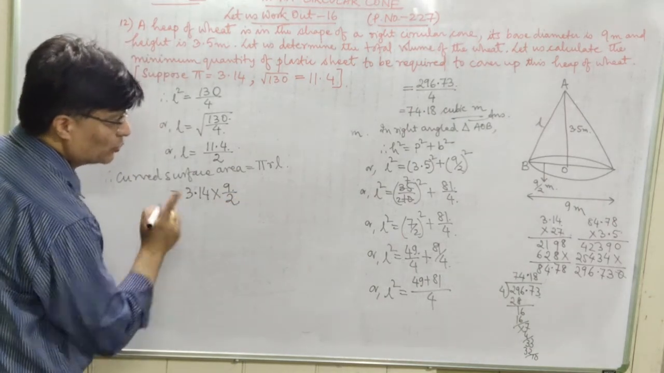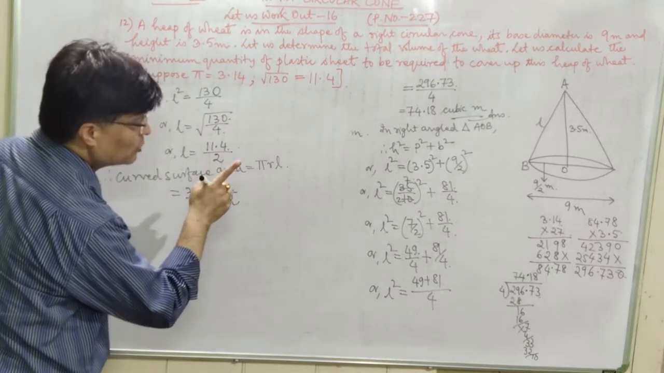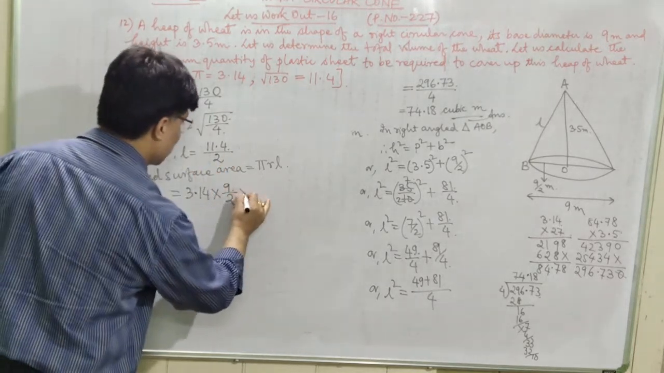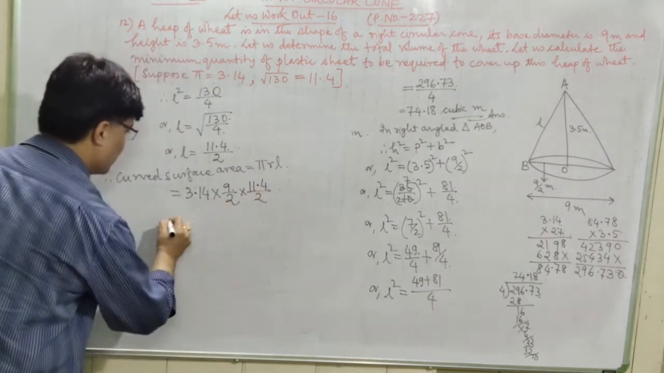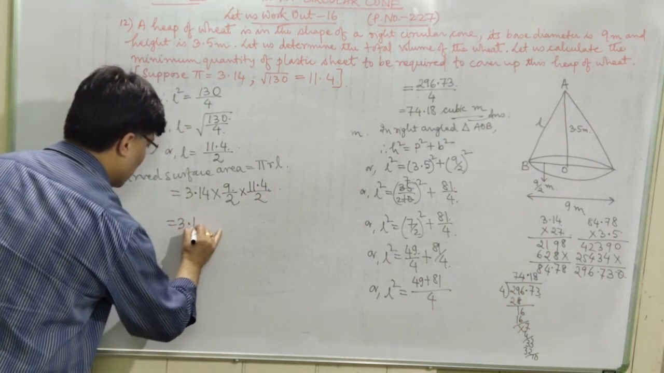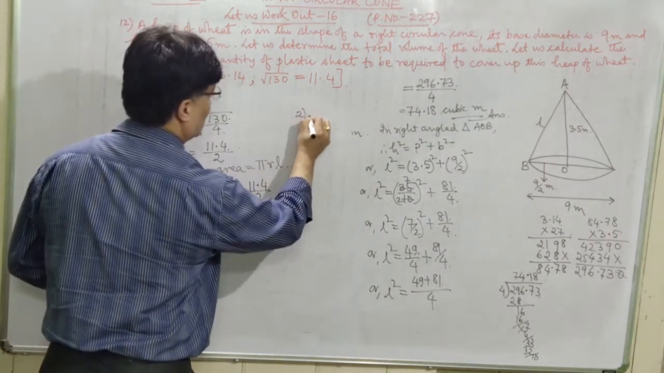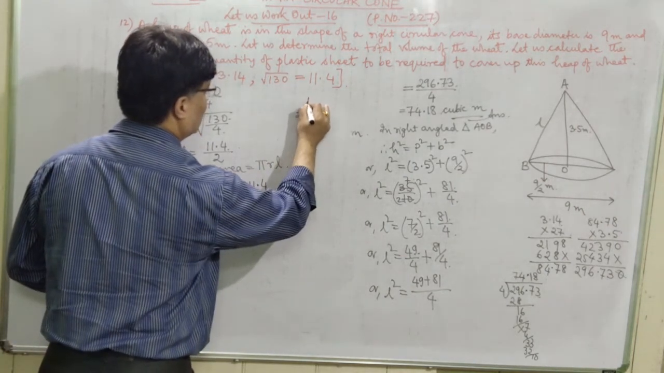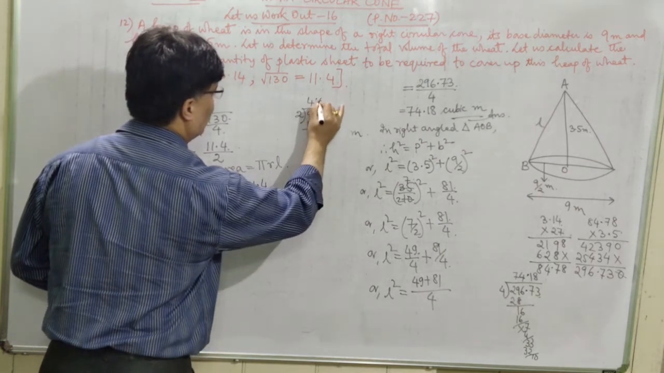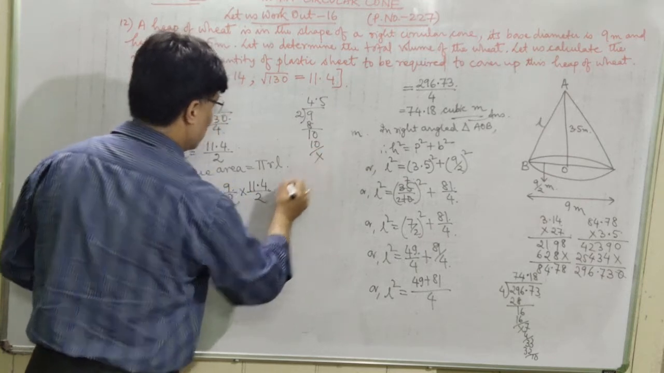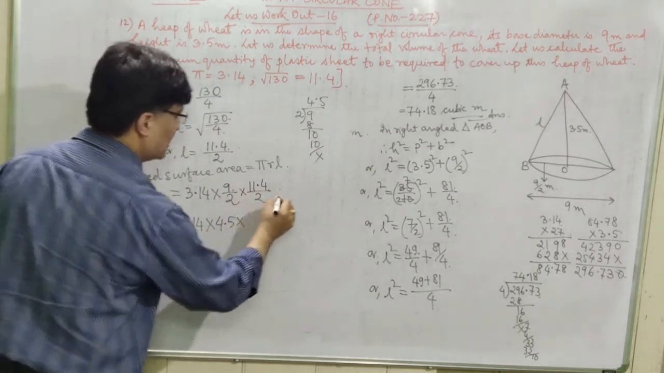Radius is 9 by 2. Okay, radius R, that is 9 by 2. What is the slant height? 11.4 divided by 2. So which is equal to 3.14 into, what is 9 by 2? 2 divides 9, 2 4s are 8. 1.0, 2 5s are 10. So it is 4.5. Again you can divide here.